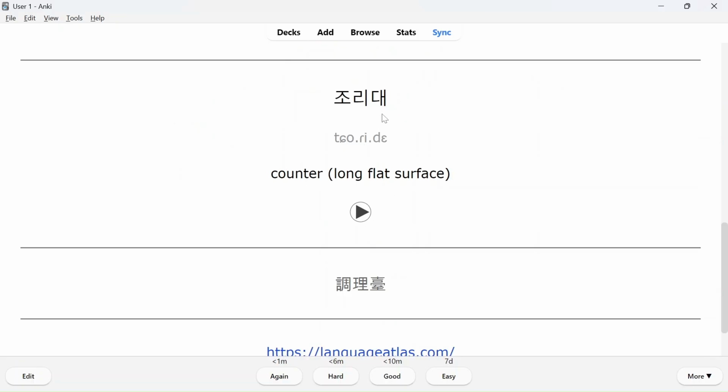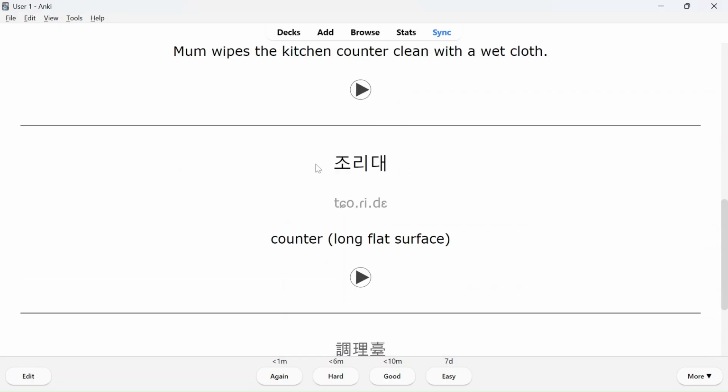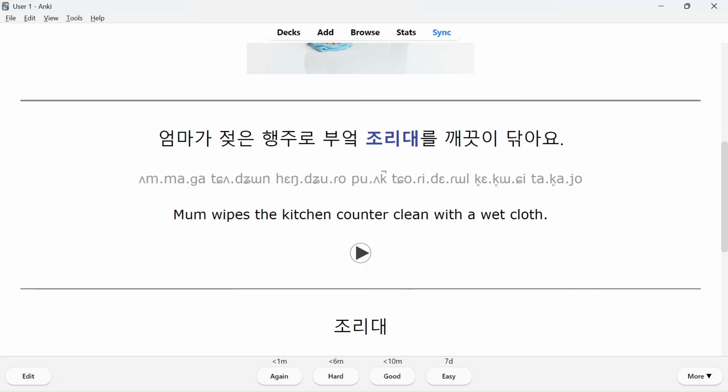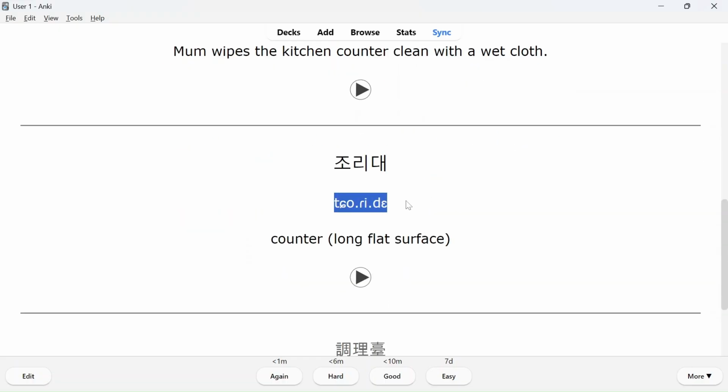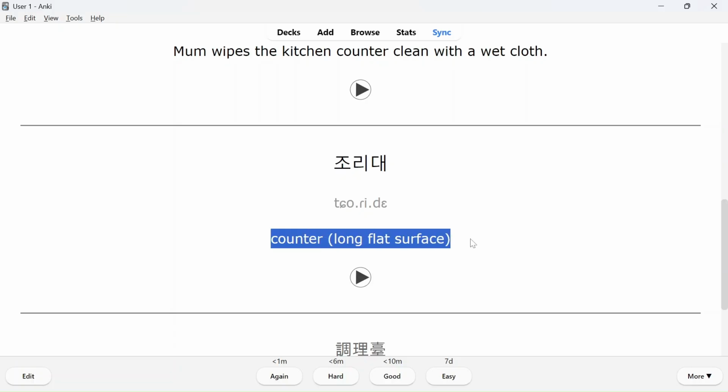Now I'd like to go to the second area, which is the word area. Over here, we have the correct word, and again, we saw it over here as well. So we have the correct word in Korean. Underneath the correct word in Korean, we have the IPA notation, and again, this helps for pronunciation. Underneath that, we have the English translation, counter. And finally, we have audio. 조리대.